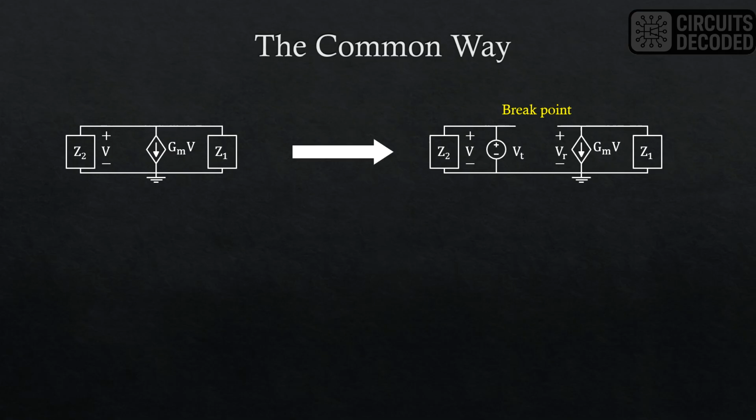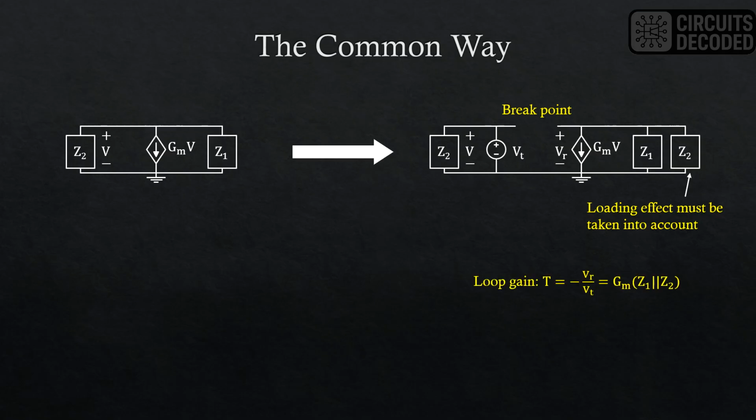However, one must take the loading into account. For example, in the original circuit, we see that Z2 was in parallel with Z1. So to correctly find the loop gain, we need to add Z2 in parallel with Z1 after the loop is broken. Then we apply simple KVL rules to find the loop gain as shown here. This method works well as long as we can correctly find Z2. However, Z2 is not always obvious or straightforward to calculate.